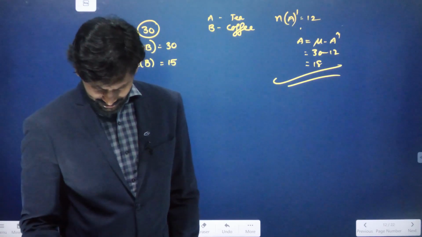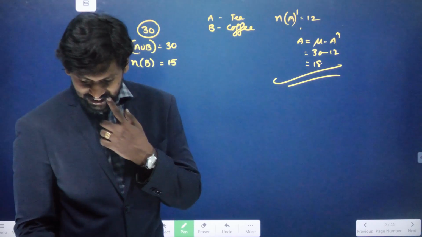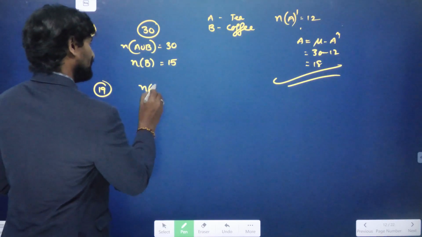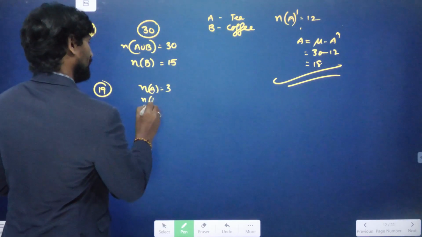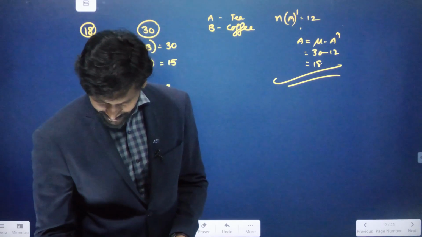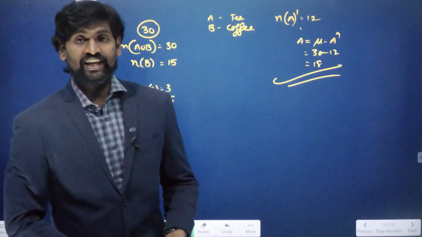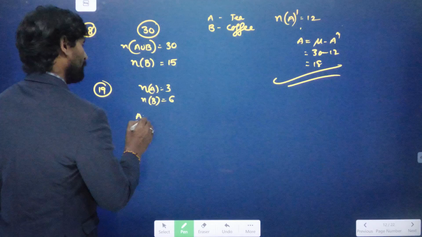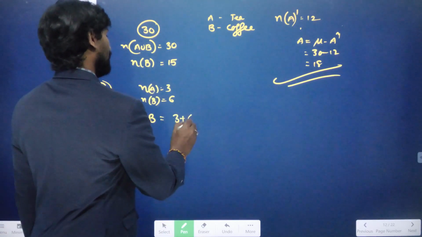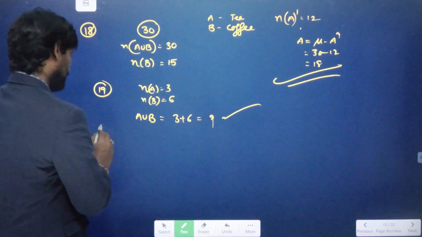Right. So it is given that sets A and B have 3 and 6 elements respectively. So n of A has 3 elements, n of B has 6 elements. What can be the maximum number of elements in A union B? As we discussed in our previous class, A union B maximum elements means 3 plus 6 together, because your mu value is not given. So 9. Maximum number of elements is 9.